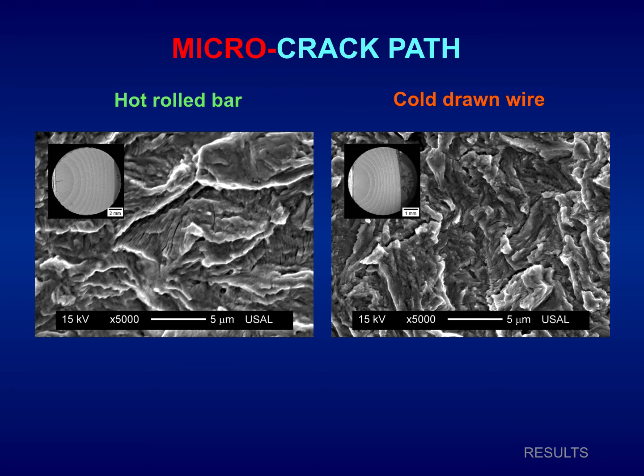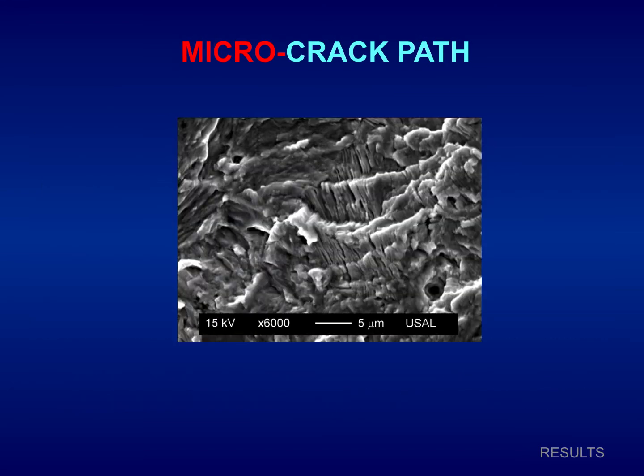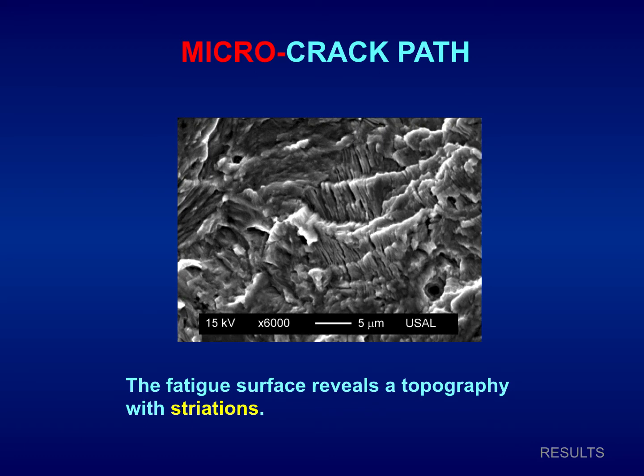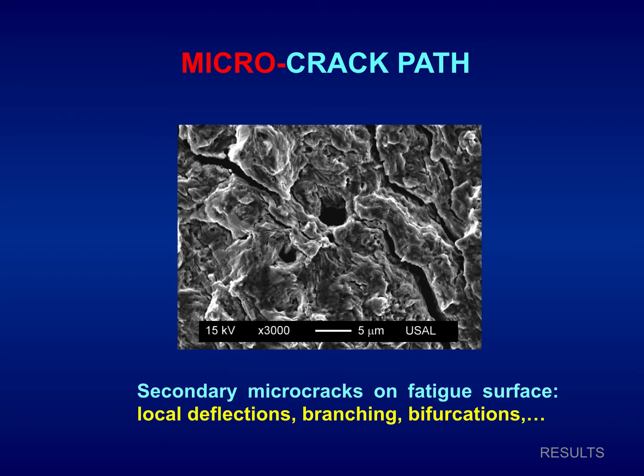Regarding microcrack paths, in green color, left hand side, hot rolled bar; red color, orange color in the right hand side, cold drawn wire. Similar fractographic appearance of the crack path, microplastic tearing, for different drawing degrees. The fatigue surface reveals a topography with striations in the microcrack path, and secondary microcracks on the fatigue surface; local deflections, branchings, and bifurcations also appear.